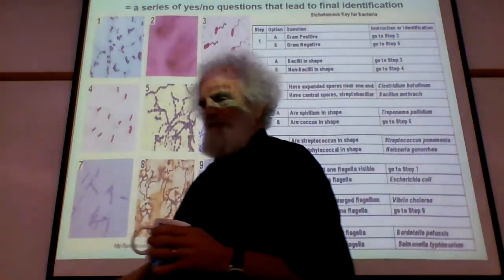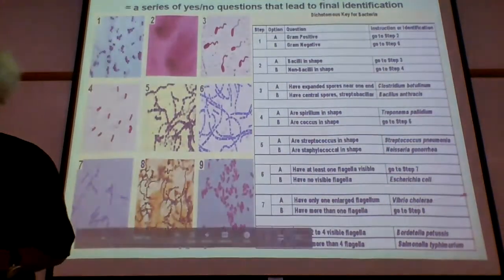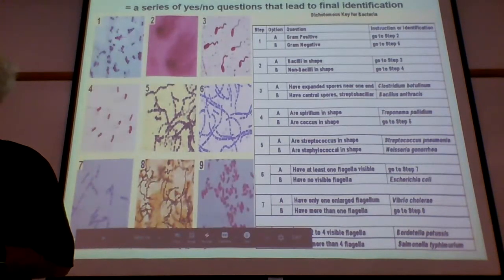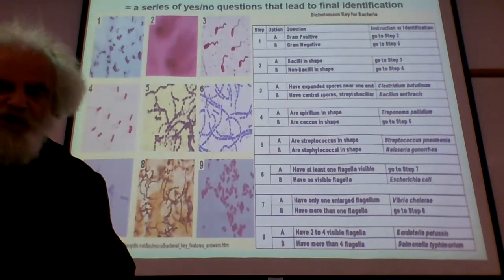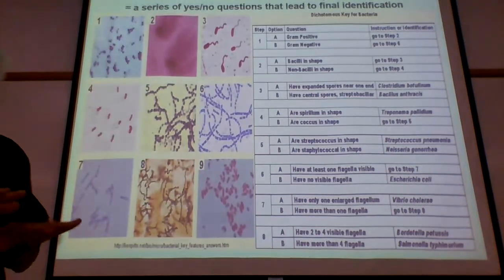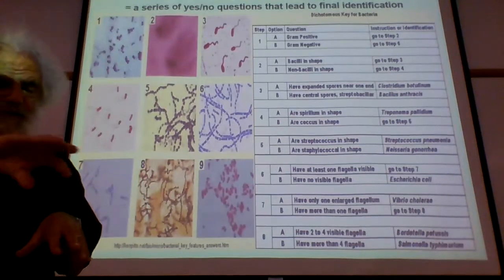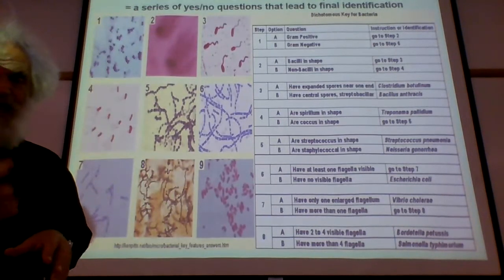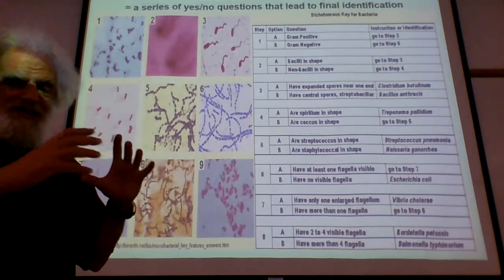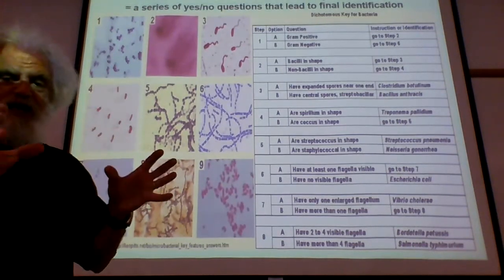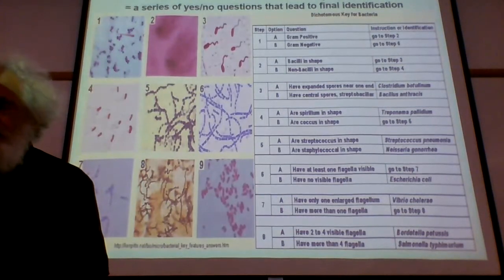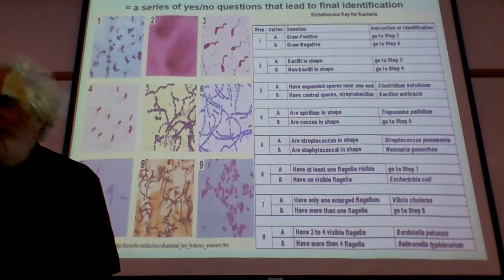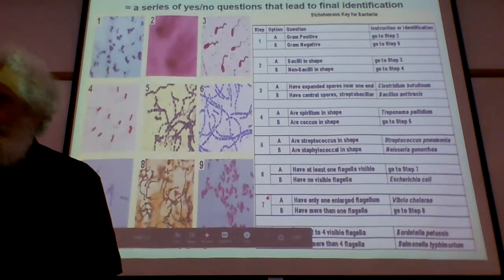And just as an example, we've got step one, where you have taken bacteria, put it on a slide, and you're looking at a Gram stain. This is a stain that is going to darken and pick up stain depending on whether the bacteria has a peptidoglycan coat or not. And if it's Gram positive, then you would go to step 2. If it's Gram negative, you go to step 6.